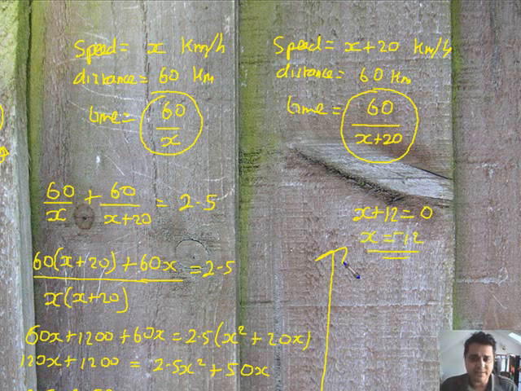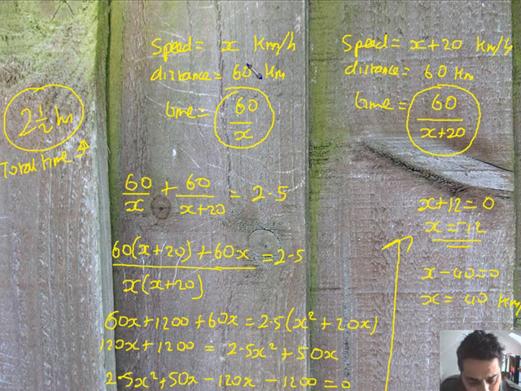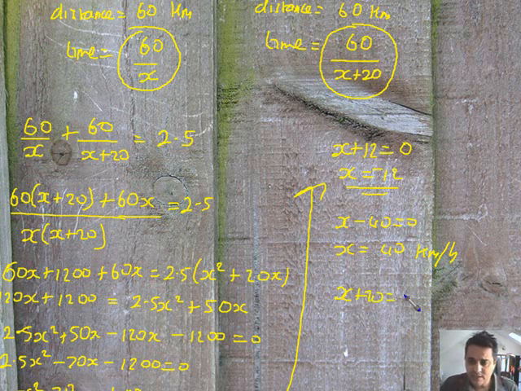We don't have a negative speed, so I'm going to discard that one. And I have x minus 40 equals 0, therefore x equals 40 kilometers per hour. So that's that one done. I've worked out the speed for each part of the journey. Well, that's 40, and this one's going to be 40 plus 20. So x plus 20 is going to be 40 plus 20, which is 60 kilometers per hour.